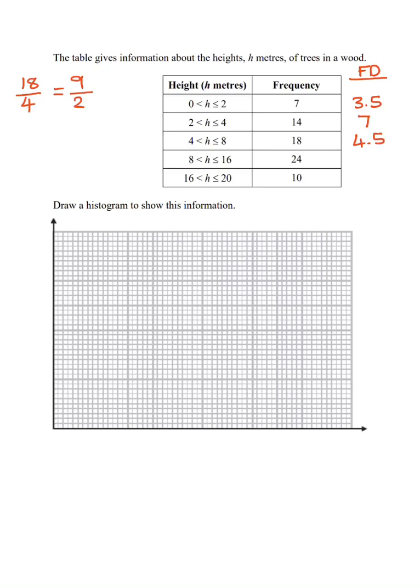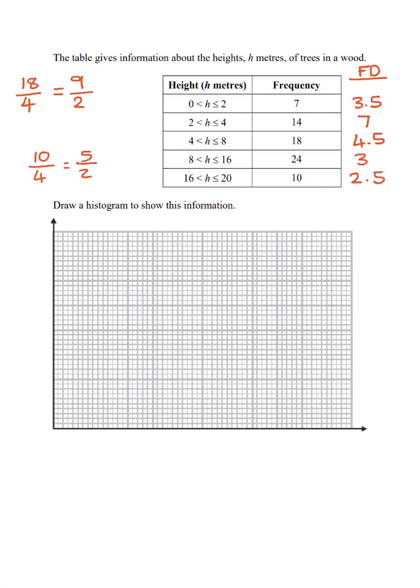In the same way, the next one's simple, actually, because it's 24 divided by 8, which is 3. But the next one, again, is 10 divided by 4. If you can't do 10 divided by 4, write it as 5 divided by 2, and you should know that that is 2.5.